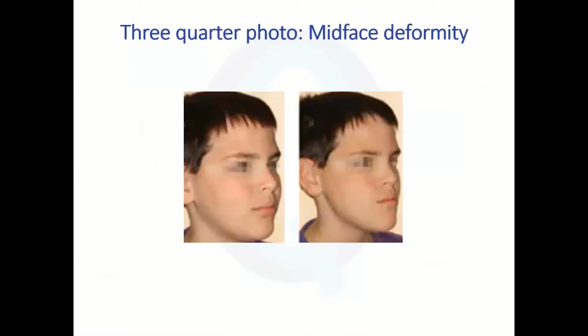Now, why do we take a 3/4 photo? A 3/4 photo is focused on this region. So can you see a bulge here? This bulge is for good maxillary growth. When the bulge is not there, then you identify that the patient has a flat face, and it tells you about midfacial deformity. So the 3/4 photograph is used for midfacial deformity.